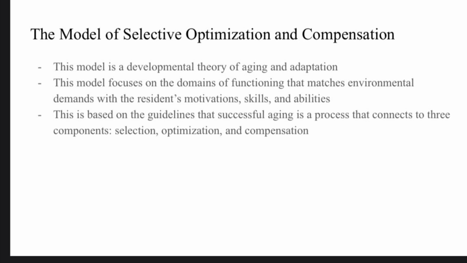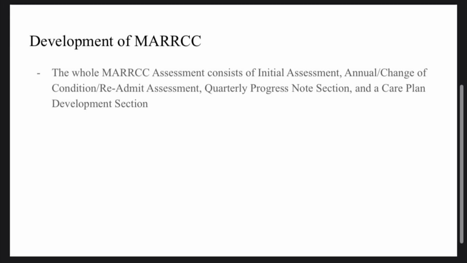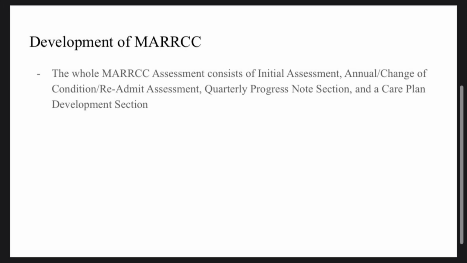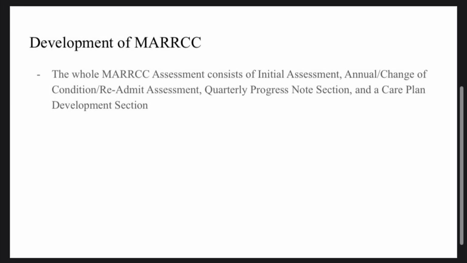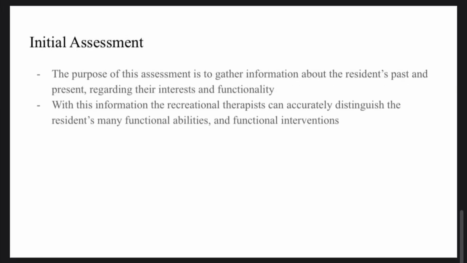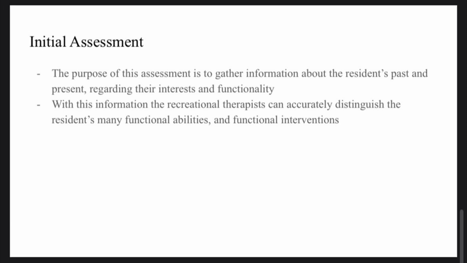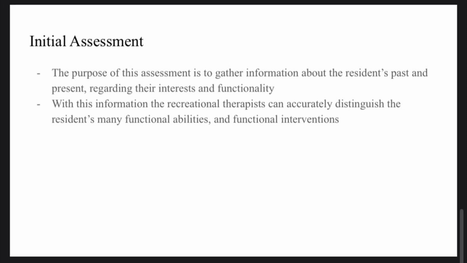So let's move on to the development of the MARRCC assessment. The whole MARRCC assessment consists of an initial assessment, annual/change of condition/readmit assessment, quarterly progress note section, and a care plan development section. So let's start off with the first section, initial assessment. The purpose of this assessment is to gather information about the resident's past and present regarding their interests and functionalities. With this information, the recreational therapist can accurately distinguish the resident's many functional abilities and functional interventions.